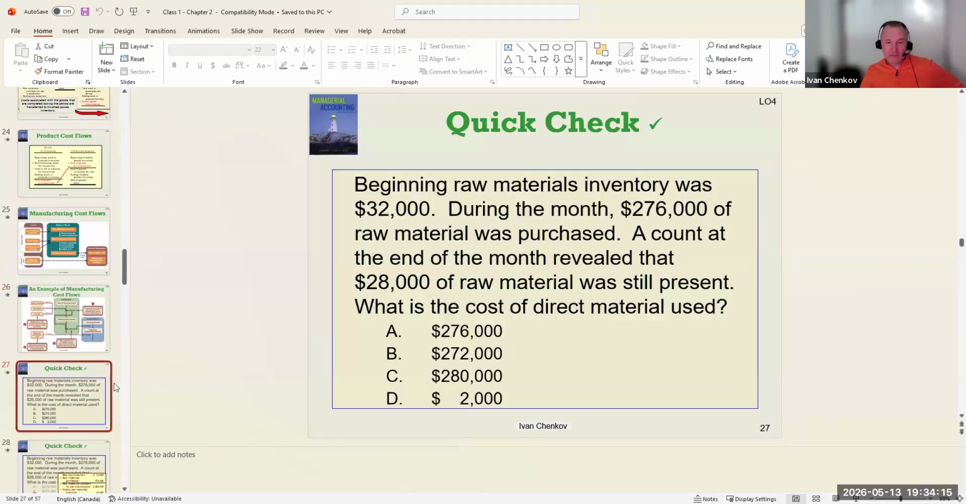Now let's do some calculation. First one, let's do the beginning of the raw material inventory. Let's copy this and let's move to the Excel spreadsheet. And I'm going to flip this one here and let's start together with the first question. Paste it here as an example. Beginning of the raw material, which is our raw material account, is 32,000.